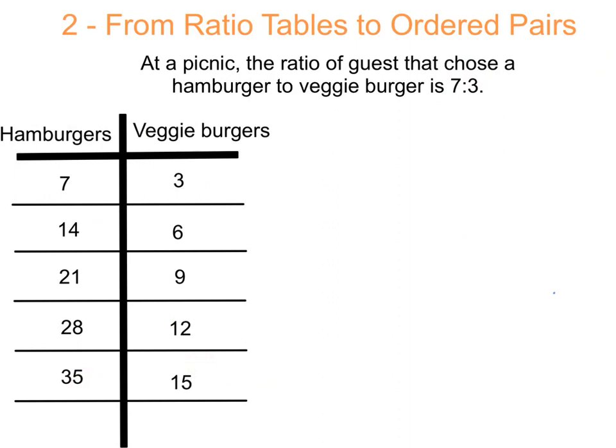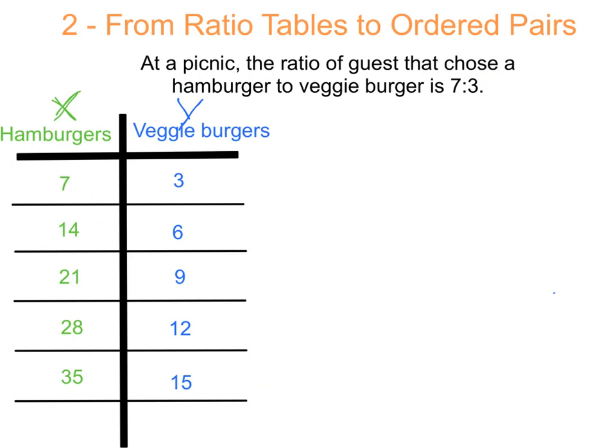Now, in order to make these different numbers in our ratio table into ordered pairs, we're going to be looking at all of our hamburgers as our x-axis, and our y is going to be veggie burgers. So I just color coordinated to help us, like we did with the last slide, knowing that anything in green is going to be our x values, and anything in the blue is our y values. This also happens to be because the x values come first and the y values come second.